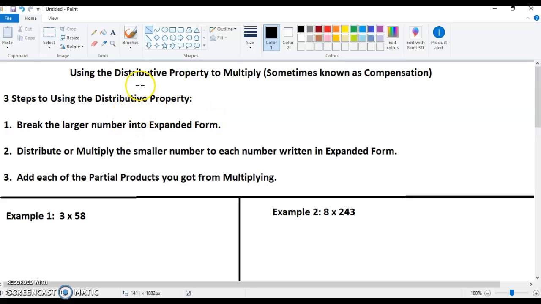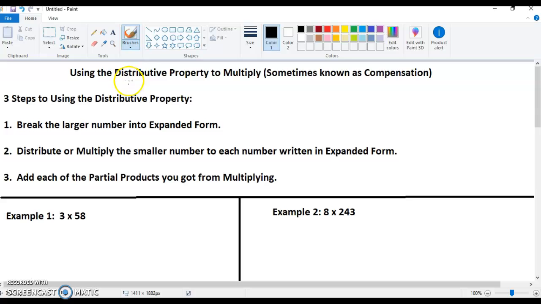Steinberg again. For this video, what I'd like to do is show you a couple of examples using what we call the distributive property to multiply. Some questions will say compensation, but for the most part, you'll see the word distributive property. And basically, what that means is when you distribute, you're going to multiply.